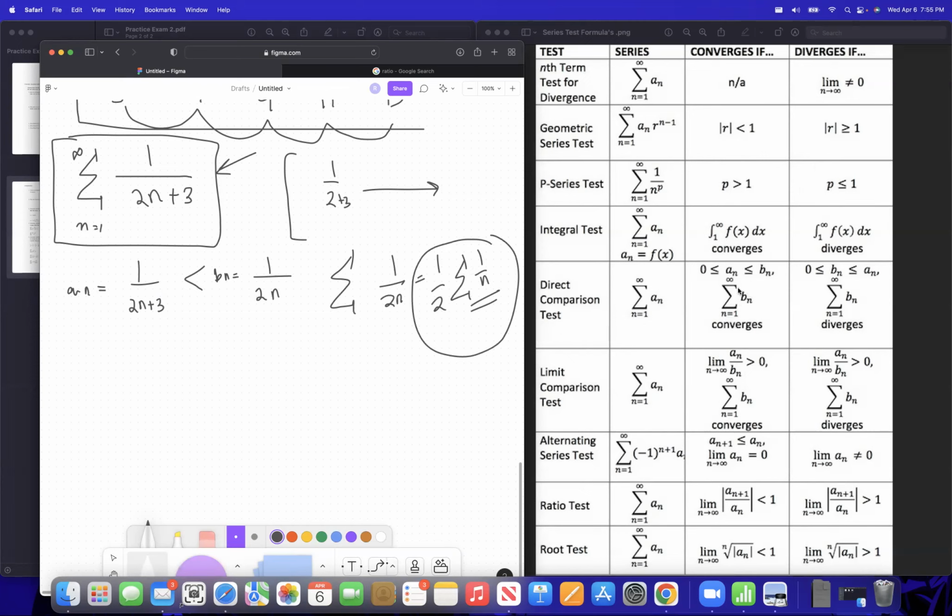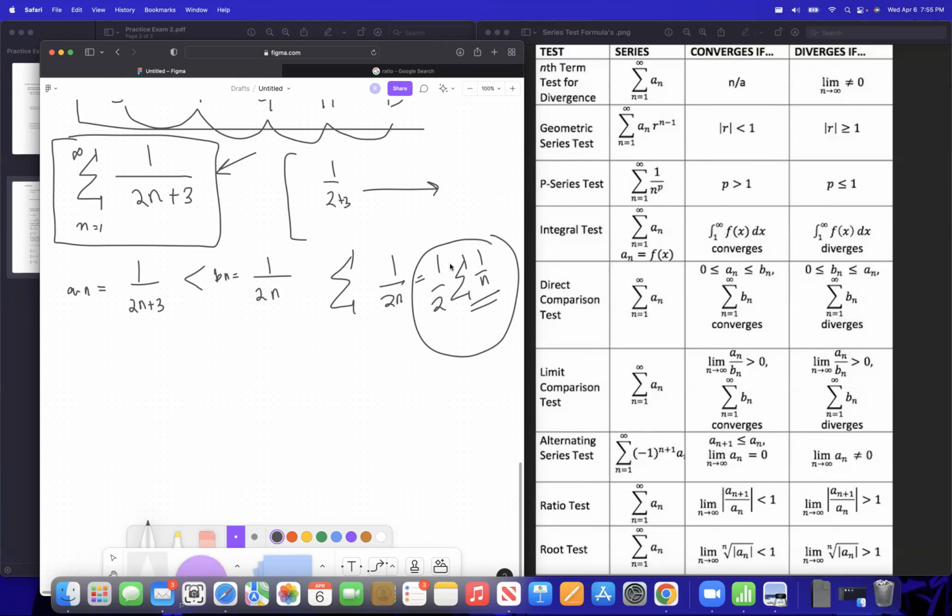The direct comparison test was telling me that if your b of n is greater than a of n and your b of n converges, then your original converges as well. But in this case, the b of n does not converge. Instead, it diverges because that's what the p series told us. So this is a non-conclusive test. I can't use this test to figure out this series.